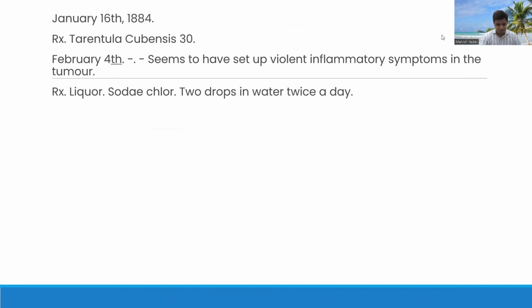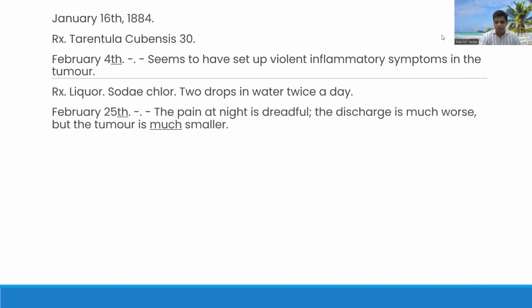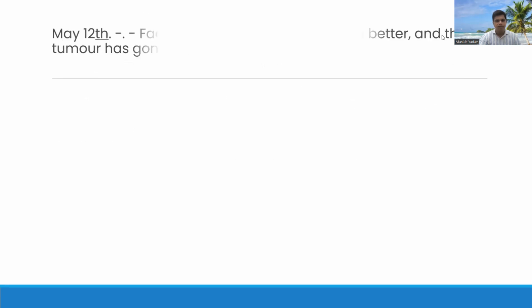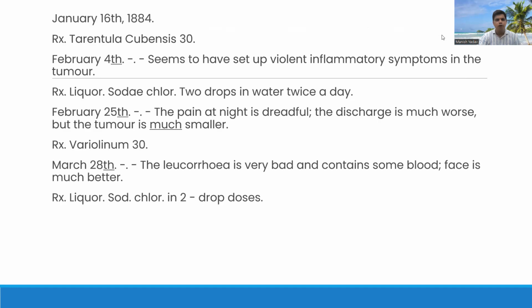Sodium chloride. Pain in the night, dreadful. Discharge much. The tumor is much smaller. Then he comes with Variolinum. Leukorrhea is very bad and contains some blood. Sodium he gives. Face quite, I'm not going into deep now. Now you understand why he is giving this. He's still in contact with the patient.